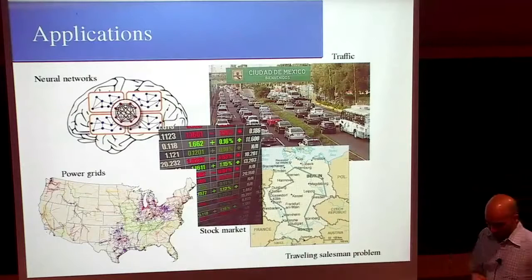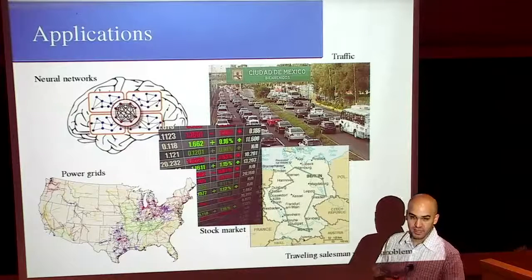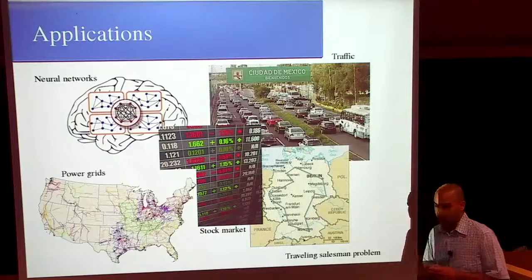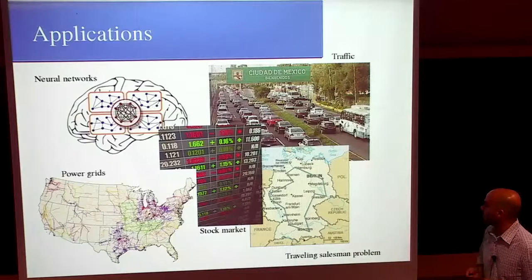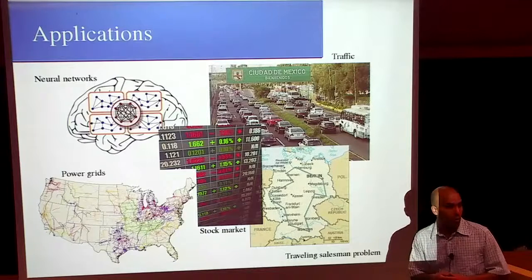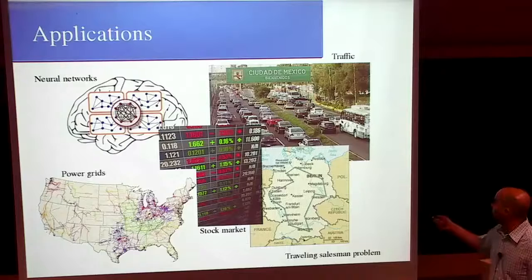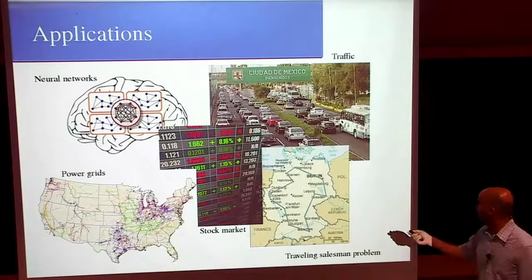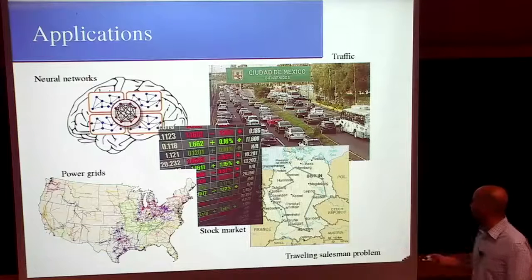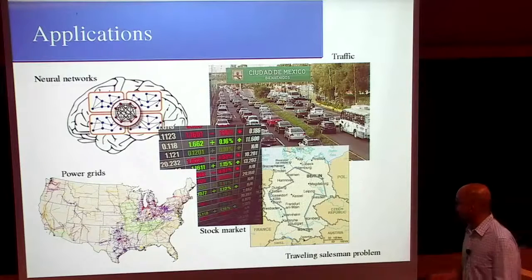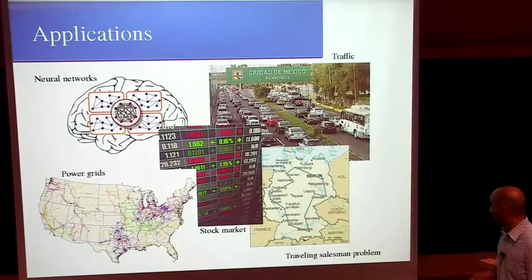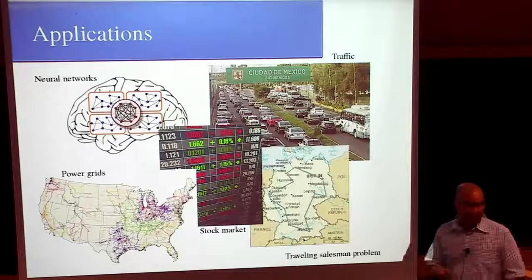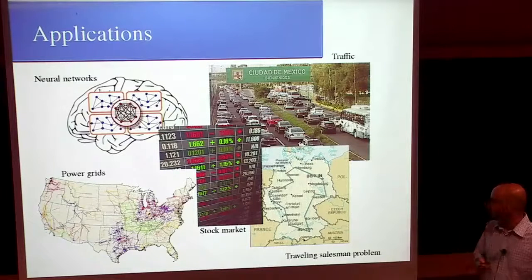So the methods developed for studying spin glasses and also some models of spin glasses have found wide applications for studying, for example, traffic flow or neural networks. Also some optimization methods have been used for studying the stock market and the Travelling Salesman problem, and also have been used to study power grids.